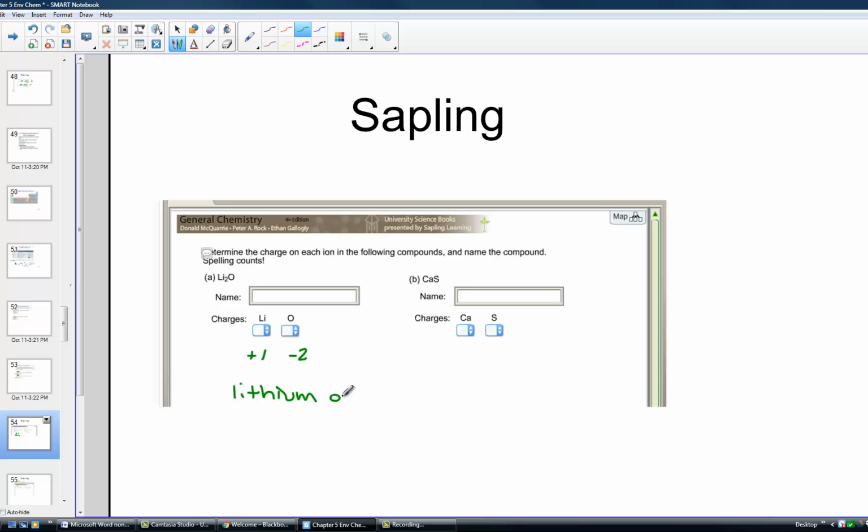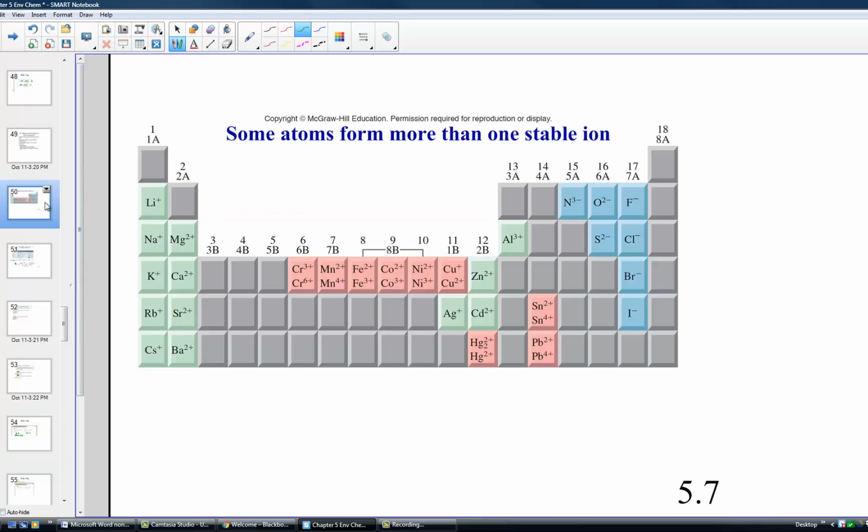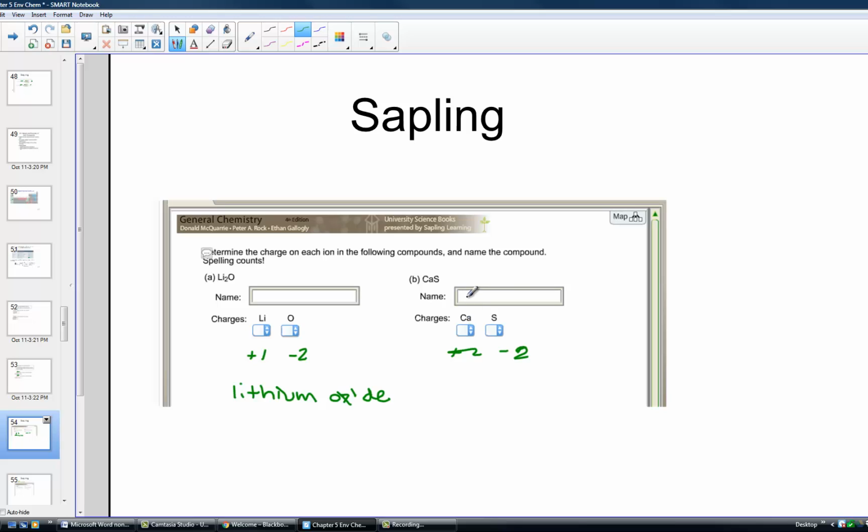And then oxide, O-X-I-D-E, oxide. Here we have calcium with its +2, sulfide with its -2, and remember where we're pulling those from. We're just simply looking at our periodic table. In the periodic table from this particular chart, here's calcium +2, sulfide -2. They are electrically balanced with a +2, -2, and so we just simply know that it would be called calcium sulfide.